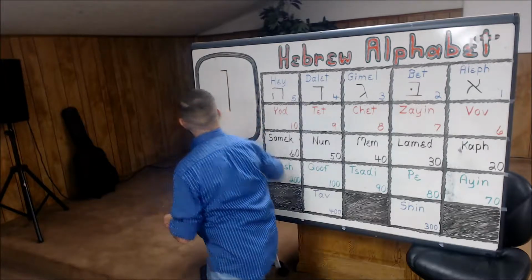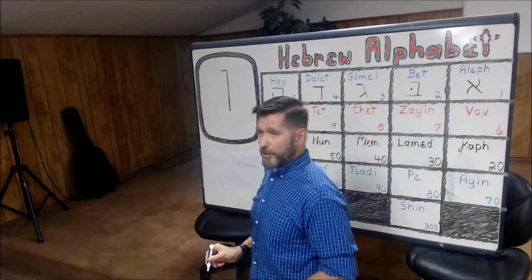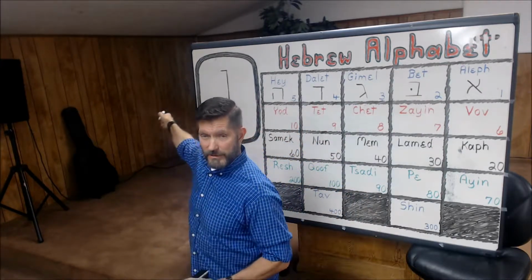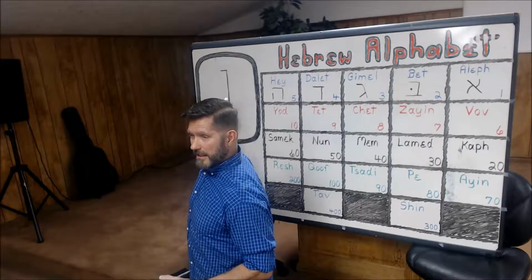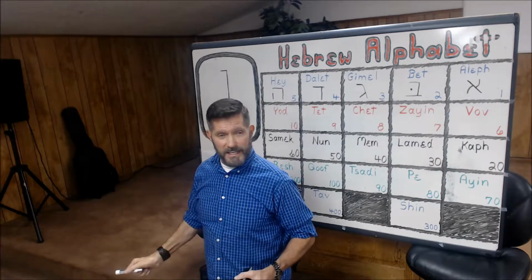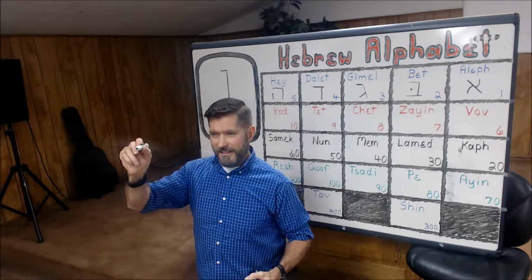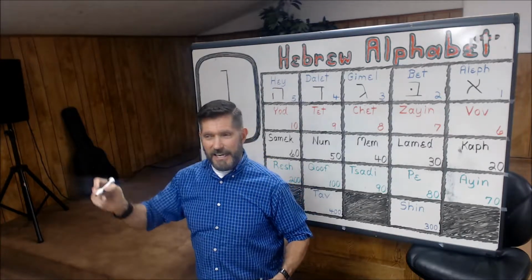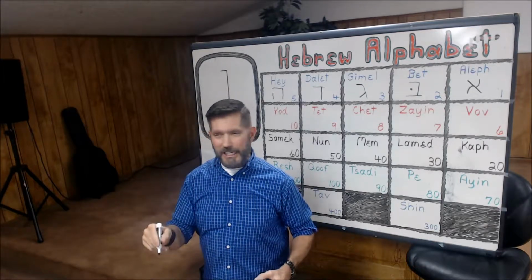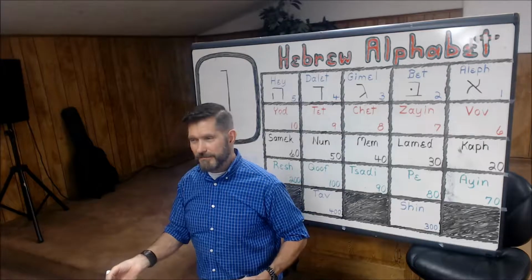Okay. You guys have seen the Monster drink? It's three of those. What's the numerical value of Vav? Six. And so the Monster drink is 666, and on the can, it even says unleash the beast. Isn't that interesting?